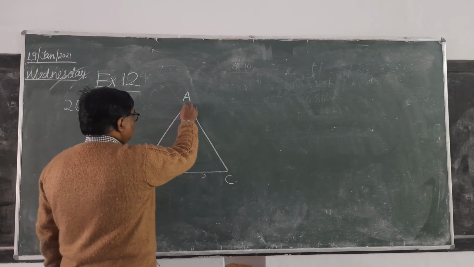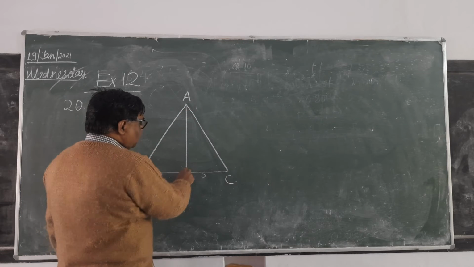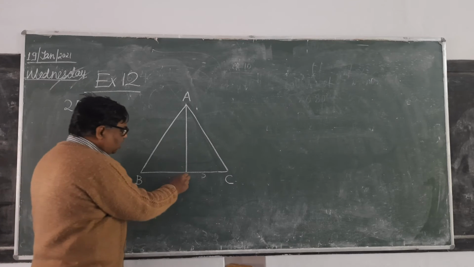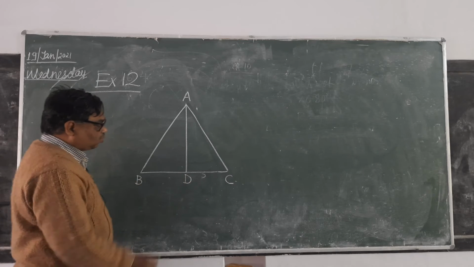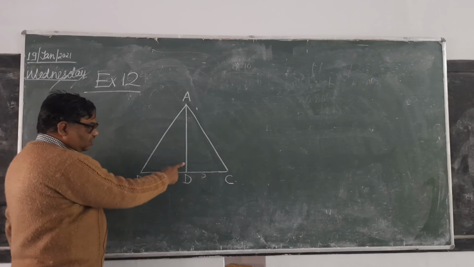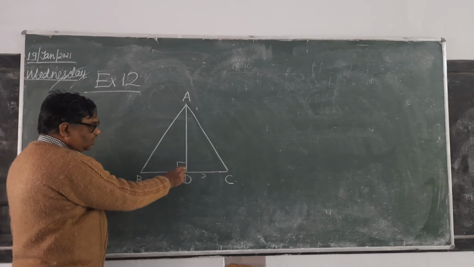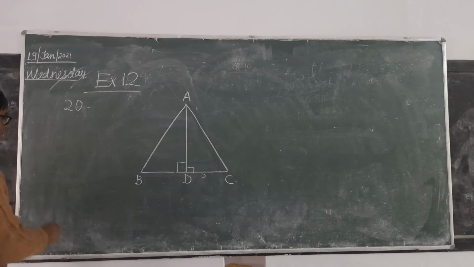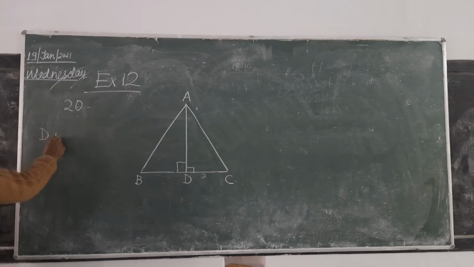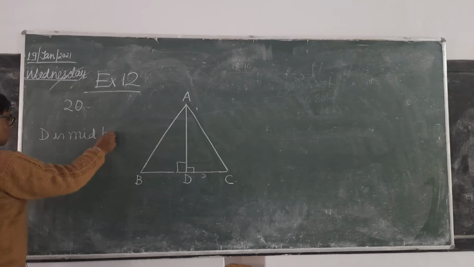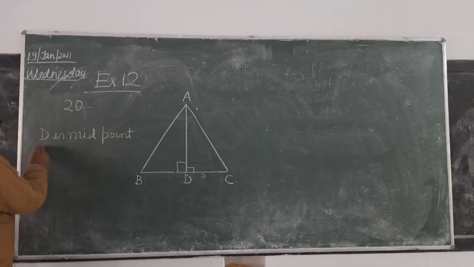So see here, in the question it is given that AD is perpendicular to BC. It means what will be the measure of this angle? It will be 90. It's clear? This angle will be 90. So the first point you will write: D is the midpoint of BC. And why is it the midpoint of BC?